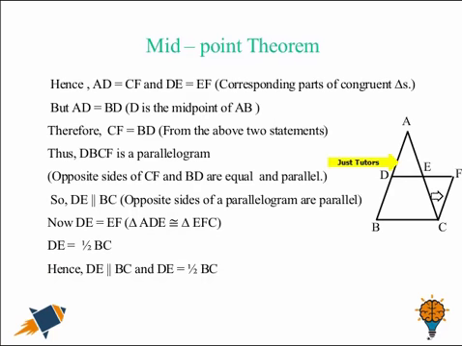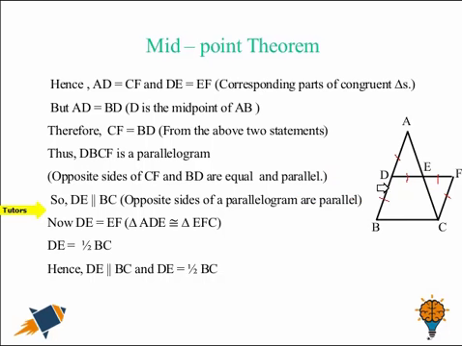After proving these two triangles congruent, we use CPCT, and by that property we get AD equal to CF and DE equal to EF. But as we know that AD equals DB because D is the midpoint, DB is equal to FC, and we already constructed FC in such a way that it is parallel to DB. So DBCF becomes a parallelogram.